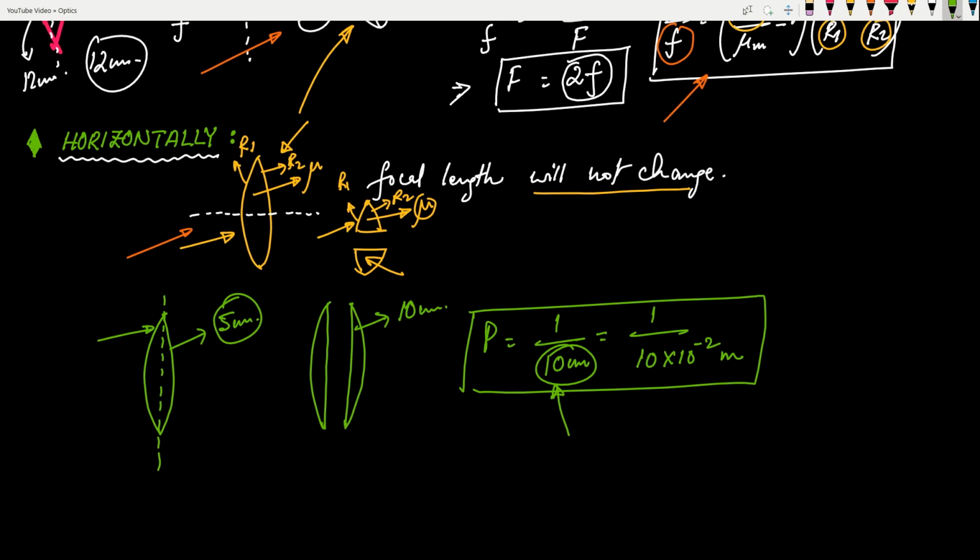So this is how you need to find out power when we cut lenses vertically, and the power of lenses when we cut the lens horizontally remains the same because the focal length doesn't change. I hope this is clear. So this is all about the concept related to power and focal length. I hope the concepts are super simple and you have understood them.